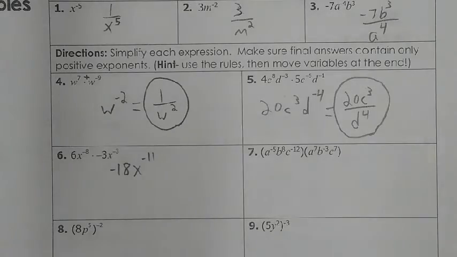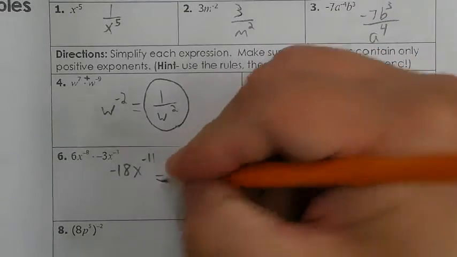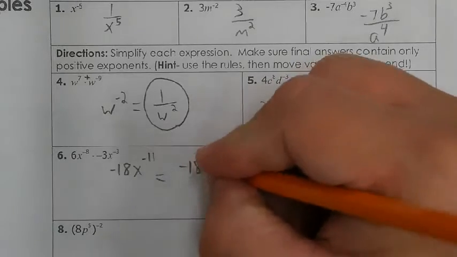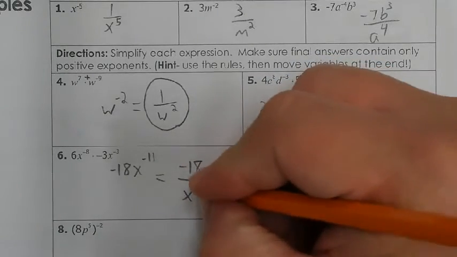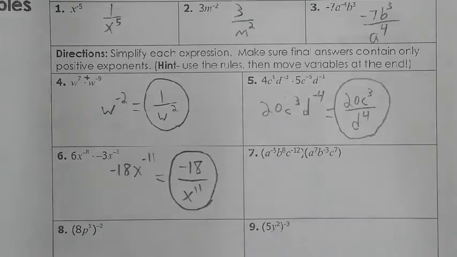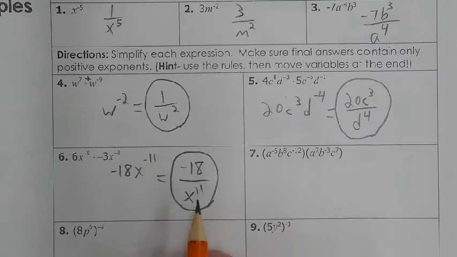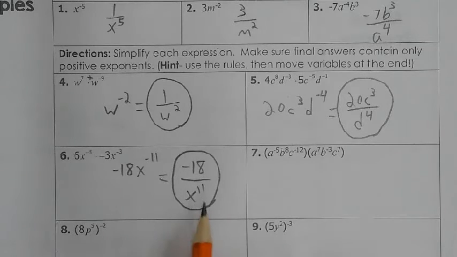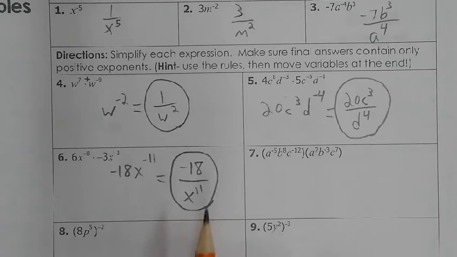All right, so now that cannot be our final answer, so what's it going to look like? Negative 18 over x to the 11. Very good. Negative 18 over x to the 11th. Make sure you don't put a negative in your final answer because that's the whole reason we're moving it to the bottom, is to make it positive. So if you put a negative down here, it would be wrong, so make sure you don't.